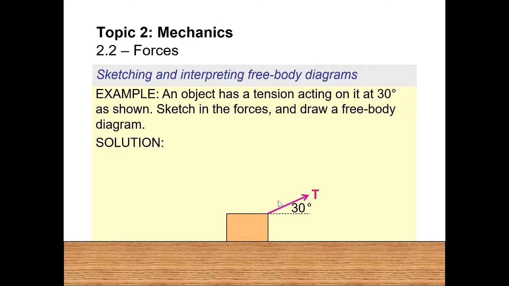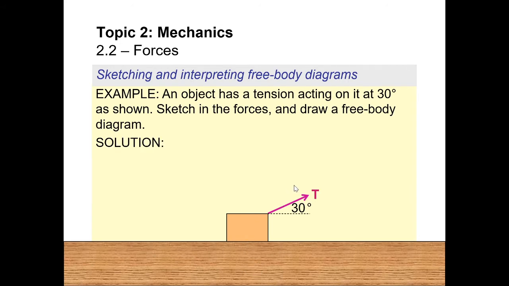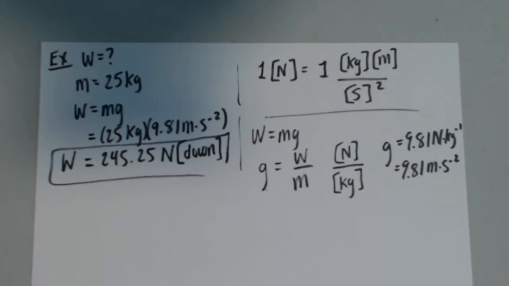Okay, so sometimes that's at an angle. All right, let's look at this. Oh, sorry, let me go back. An object has tension acting on it at 30 degrees as shown. Sketch in the forces and draw a free body diagram. All right, so let me go back to the page here.